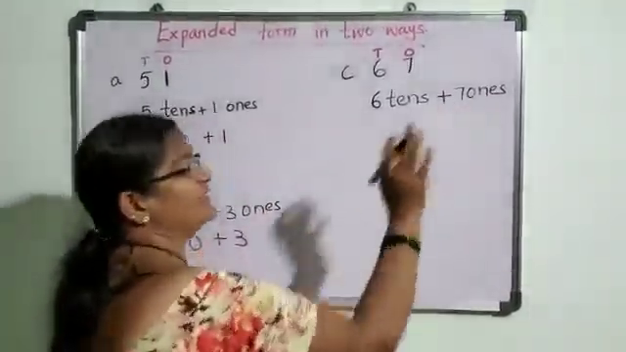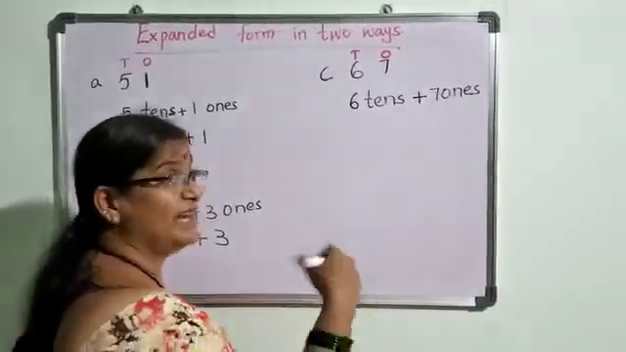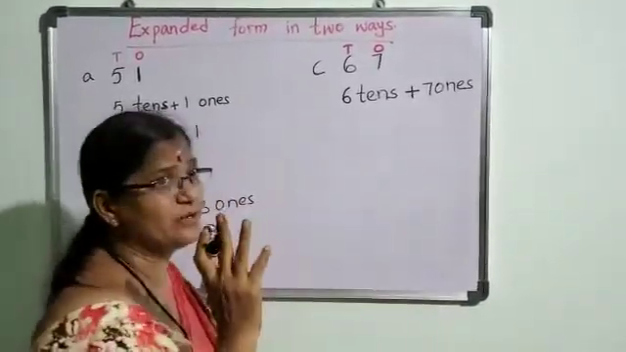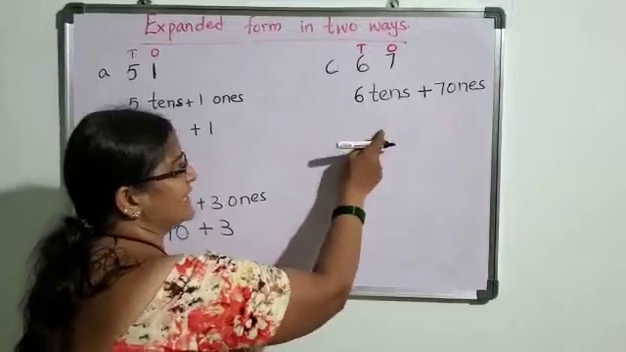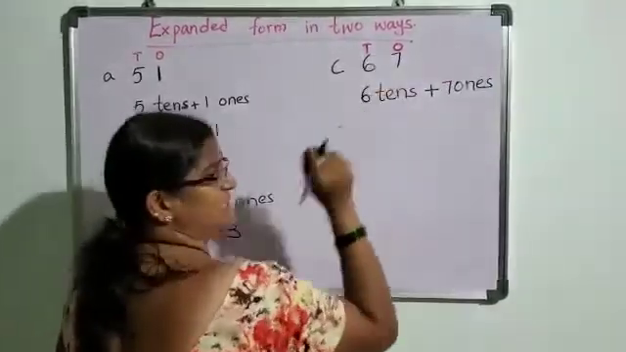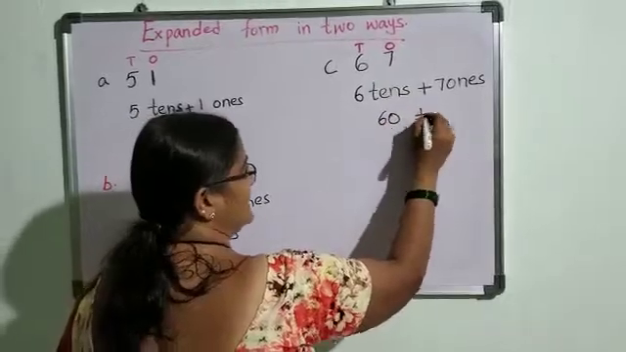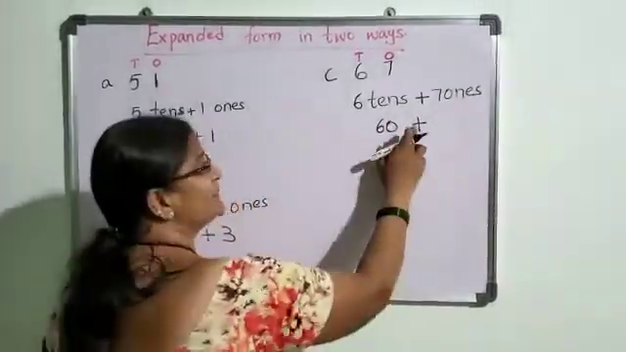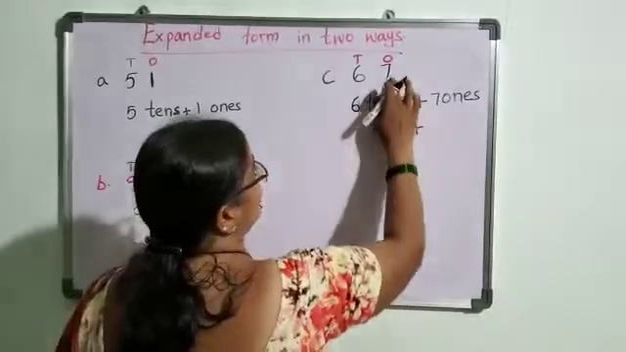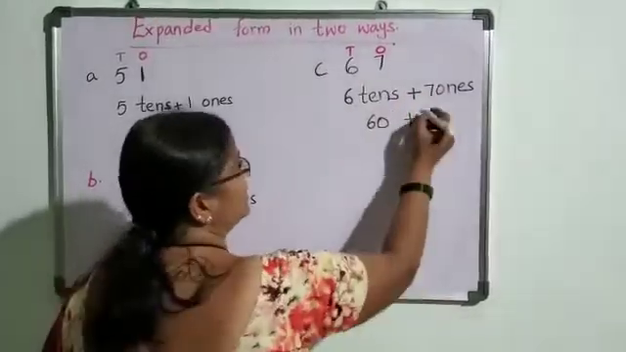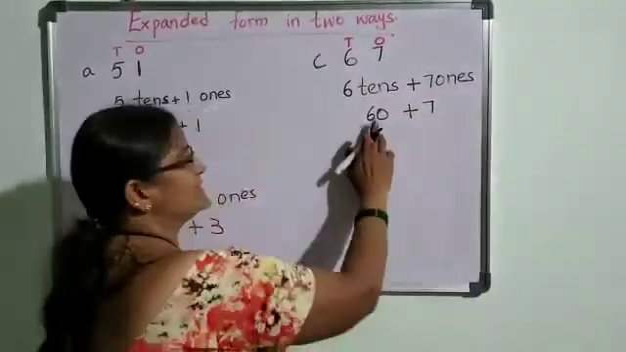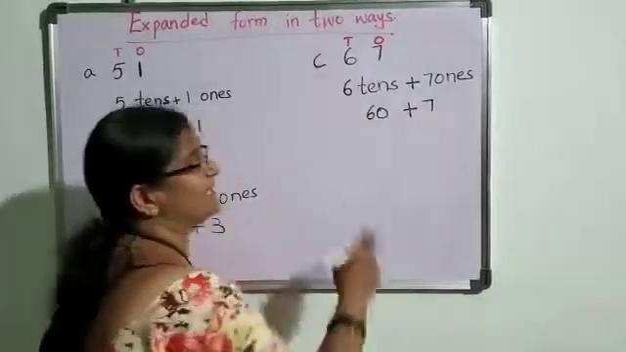Now the first method is finished. Now the second method, because we are telling two ways, no? So first way is this, second way 6 tens, 60. Plus, don't forget to write this plus. Got it? Now next. 7 is in ones place. So 60 plus 7, 67.